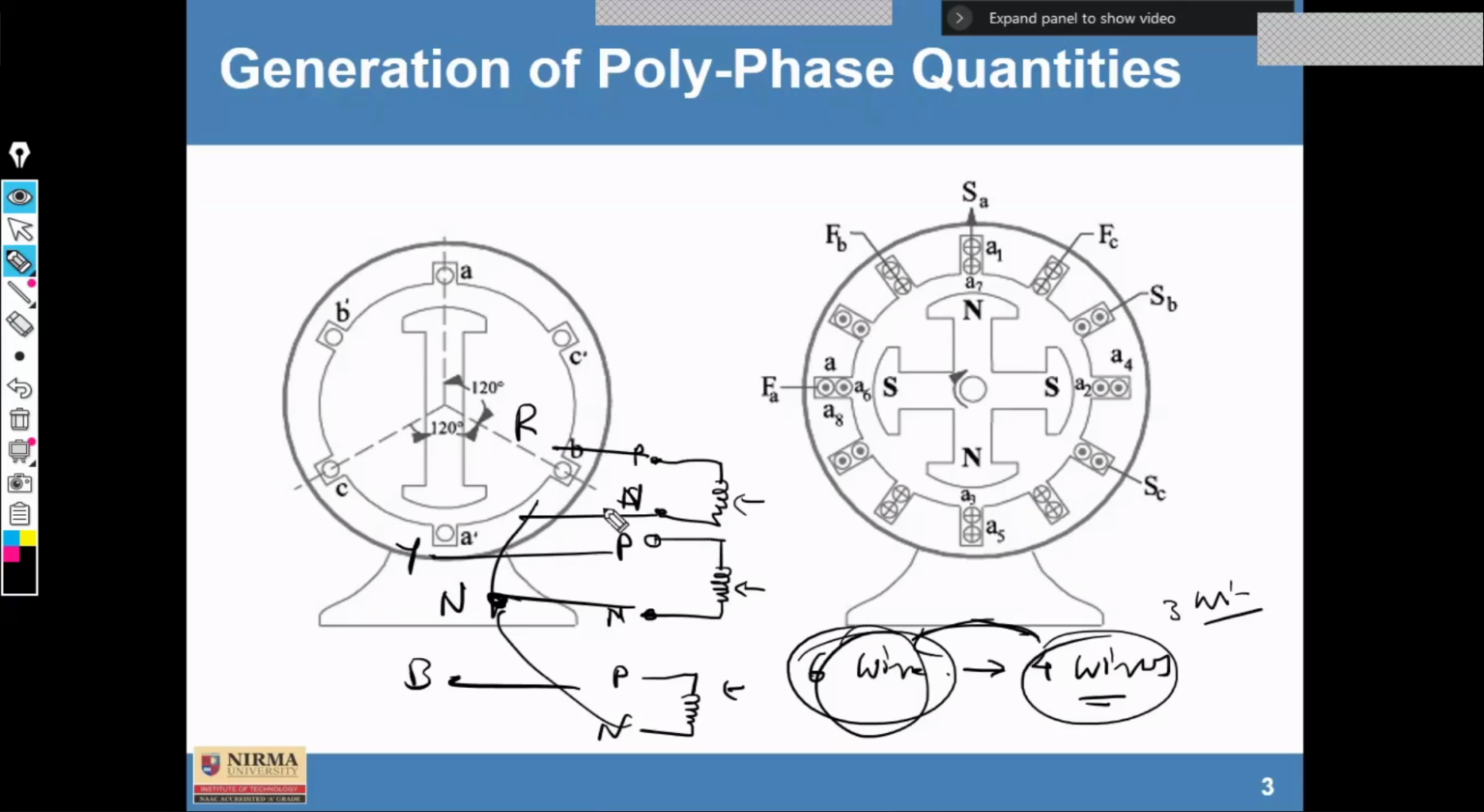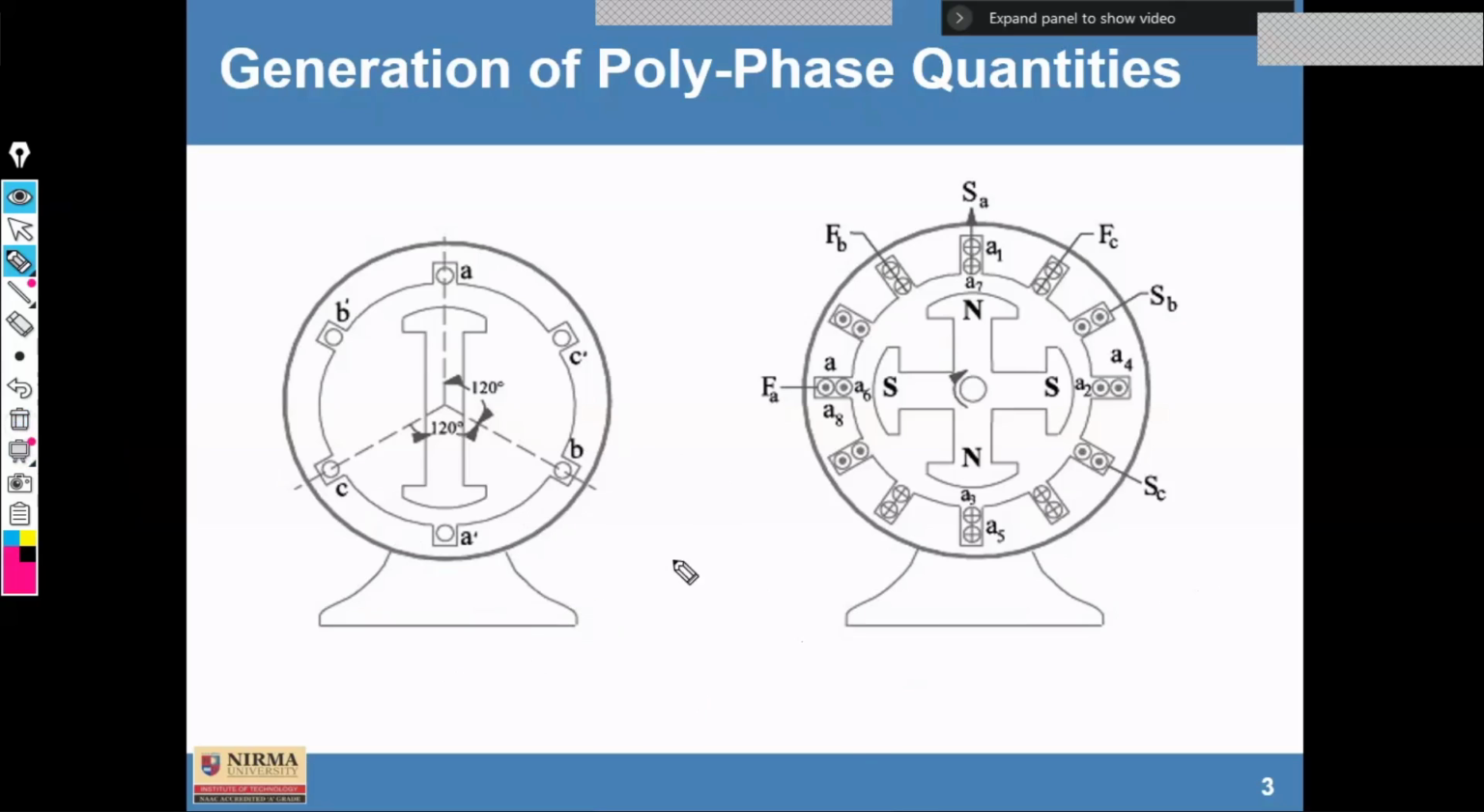All these different connections, like star and delta connections, we are going to discuss, and the relationships are also going to be discussed. Later on, we are going to have various types of connections. That's what we are going to study. Okay. Now let us see the generation of electricity.